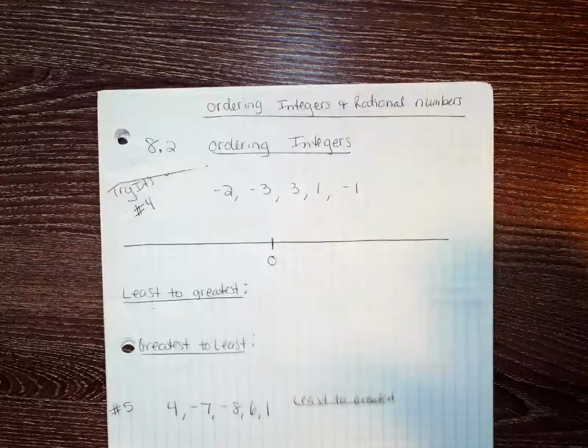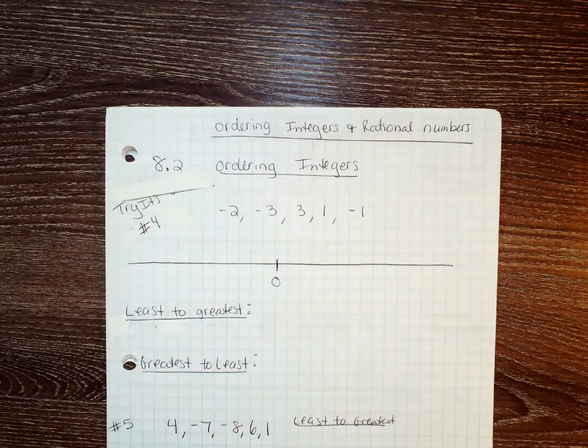Hi, everyone. Today we're going to go over ordering integers and ordering rational numbers. We're not going to just compare them, we're going to order them. So I'm actually going to work with lesson 8.2 and lesson 8.3. 8.2 is ordering integers and lesson 8.3 is ordering rational numbers.